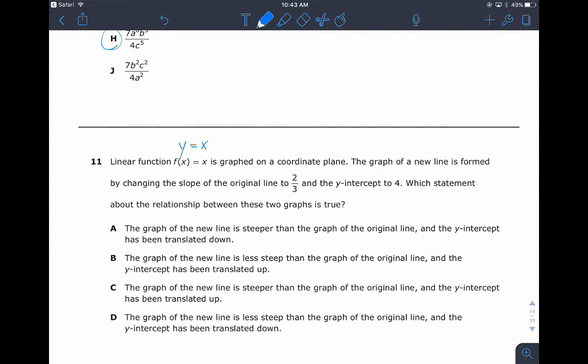The graph of a new line is formed by changing the slope of the original line to 2/3, and then the y-intercept, we're going to change that to 4. Which statement about the relationship between the two graphs is true? Okay, so we want to think about this.